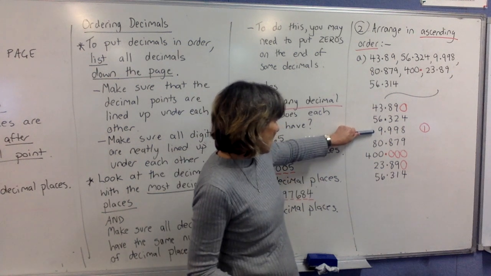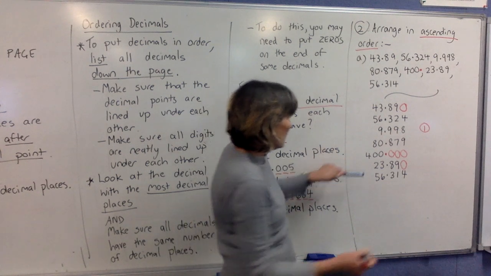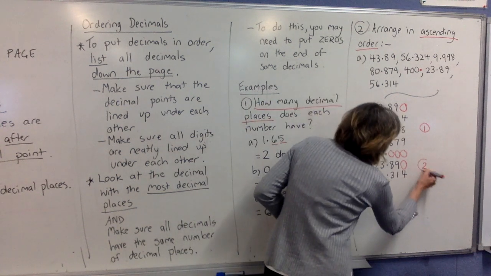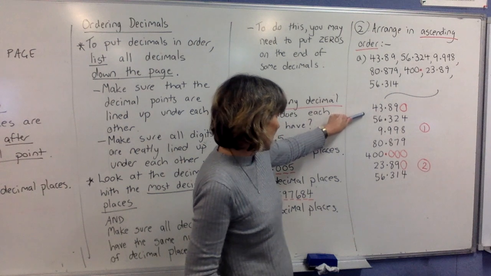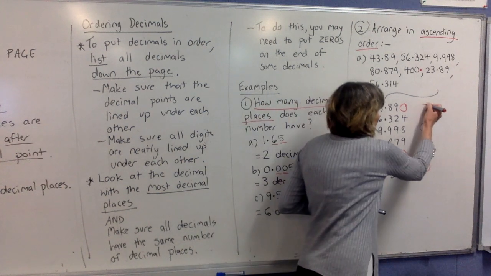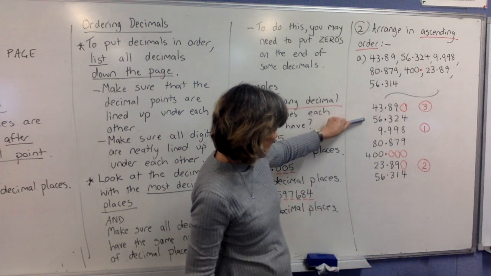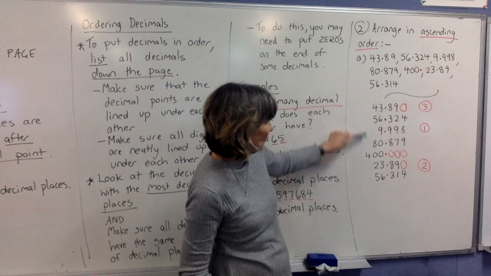So after 9, the next smallest out of all of these things would be 23. So I'm going to write a number 2 next to that. Then the next one would be 43. So I'm going to put a 3 next to that. Then the next one, we've got 2 56s.